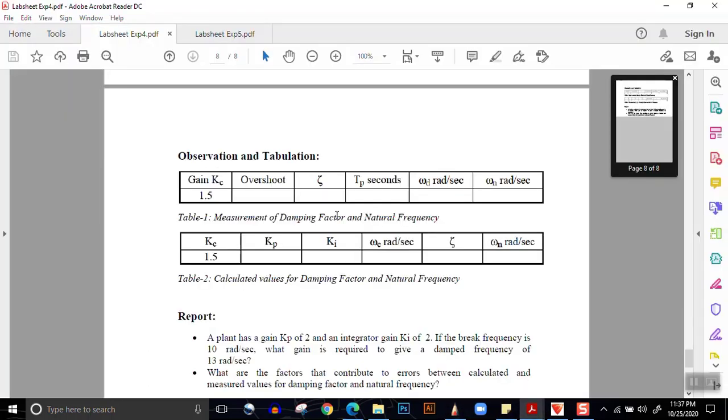You will not be requiring any experimental data to fill out the second table. You know Kc is equal to 1.5, Kp is equal to, in my case, 0.92, it will be different in your case. Ki is equal to 10.31 in my case, it will be different in your case. And omega c we have found in experiment 2. So we get the value of Kp and Ki from experiment 1, omega c from experiment 2. Using these values, we can find zeta.